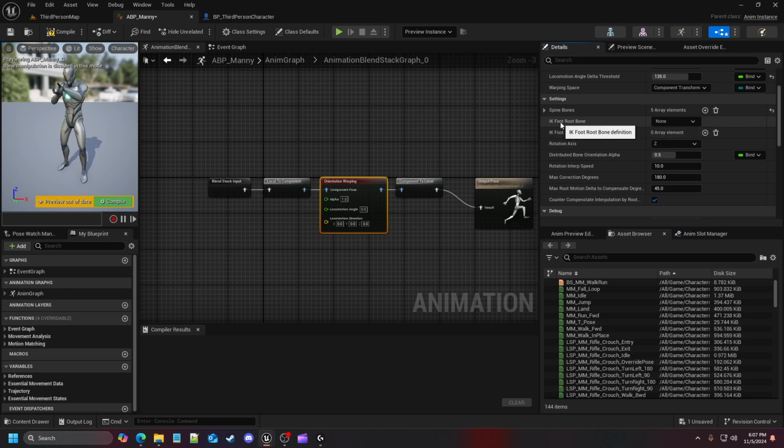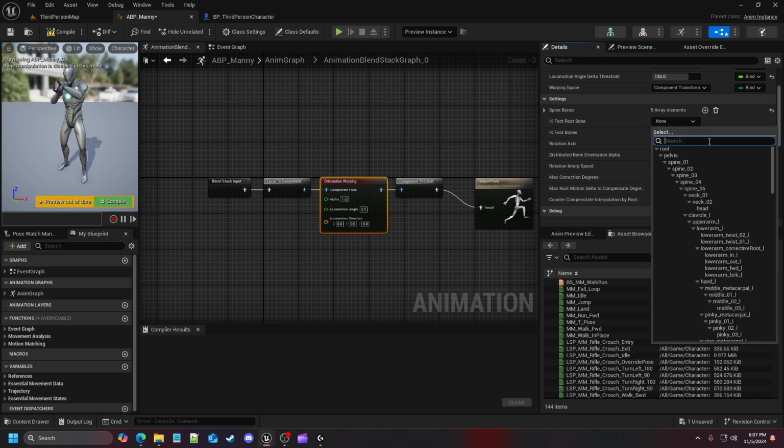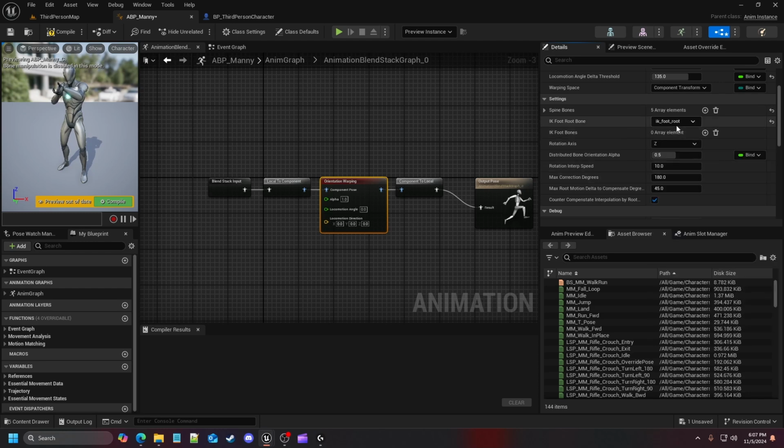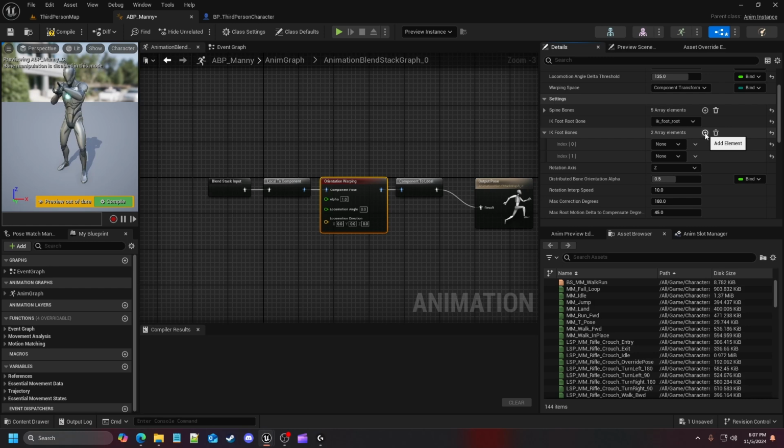Now for this one, we need to grab our IK foot root. This one's actually pretty simple. You just need to come in here and look for IK, and then you should see IK foot root. Click it and add that in there. Now we need to add our IK foot bones, and we only have 2 feet. You can see right here, we have our left foot and our right foot. In this context, we just need to add our IK foot bones there.